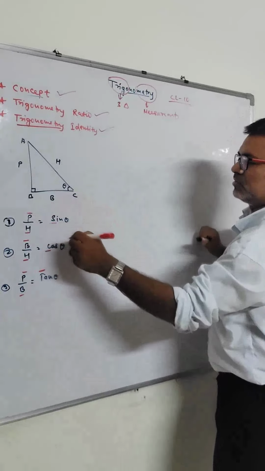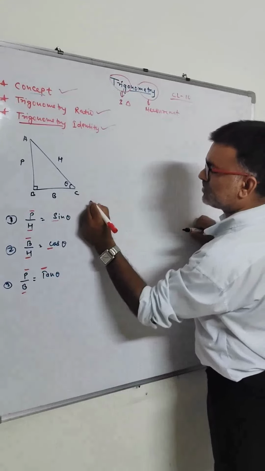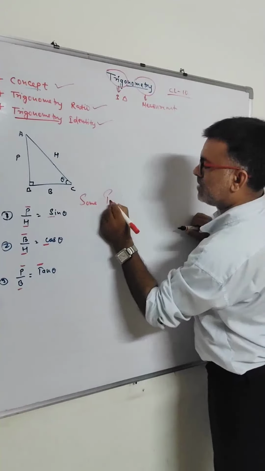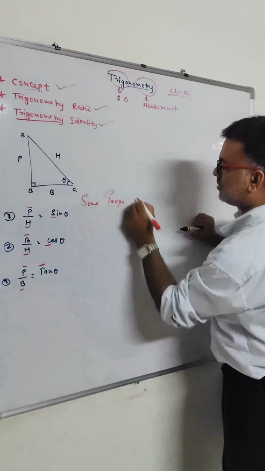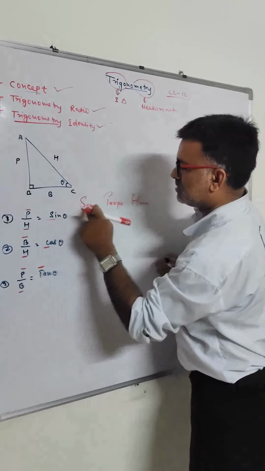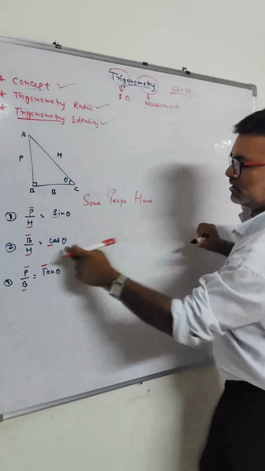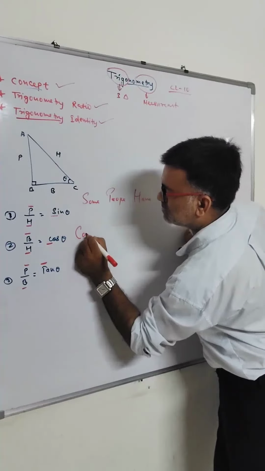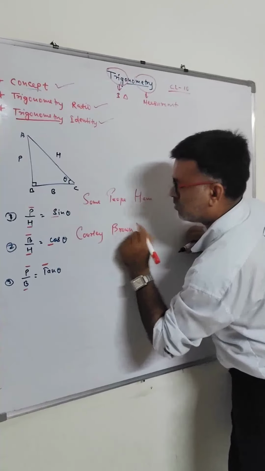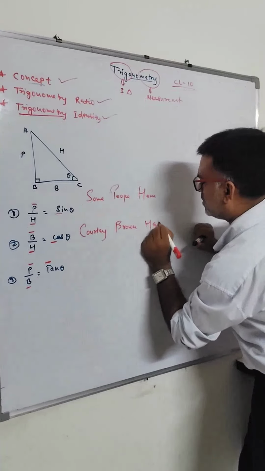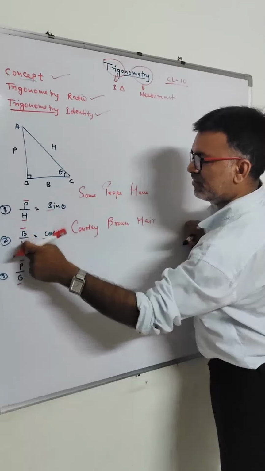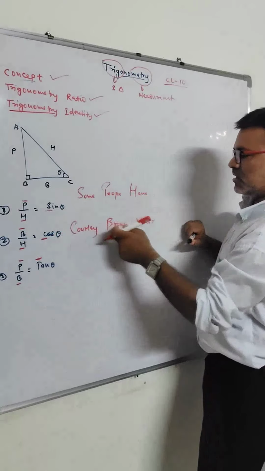You have to remember this formula with the help of one sentence. So what is that? S. This is S. S for some. P for people. H for have. Some people have. ठीक है? This is C. C for curly. C-U-R-L-Y curly. B for brown. B-R-O-W-N. H for hair. Some people have curly brown hair.